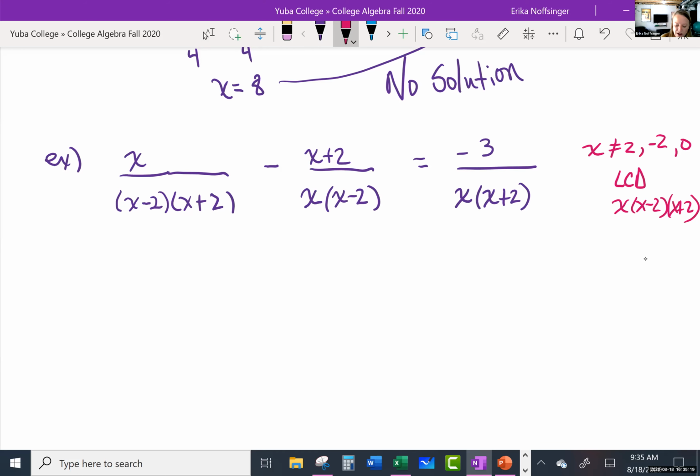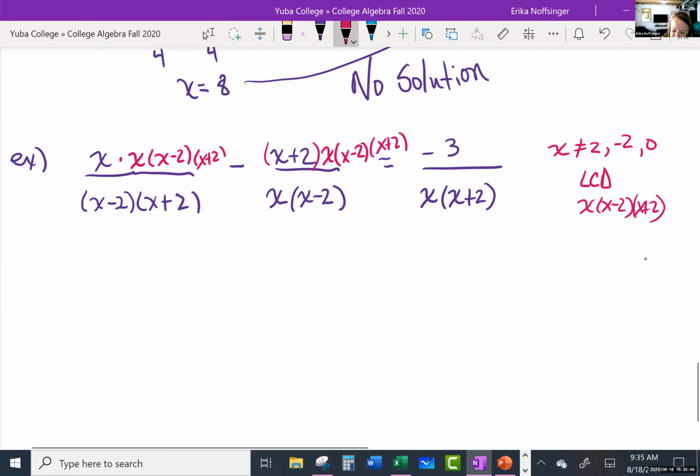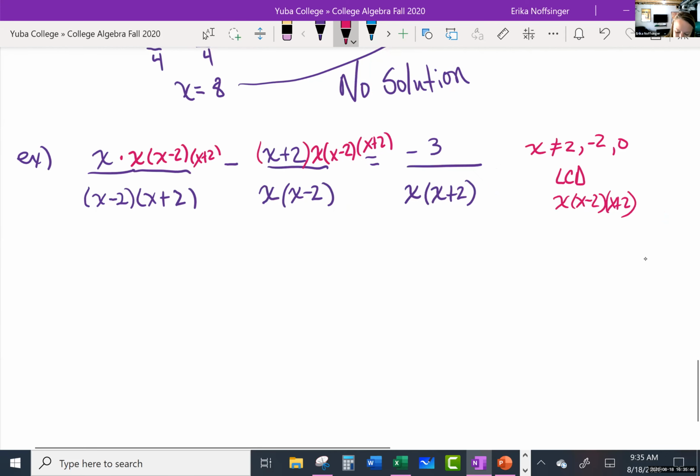Okay, so we're going to multiply every single grouping by that. We're going to multiply this x all over x minus 2, x plus 2 by that. So I'm just going to write it here, x times x minus 2, x plus 2. So we're multiplying this piece by x times x minus 2, x plus 2. And we're multiplying this by x times x minus 2, x plus 2.